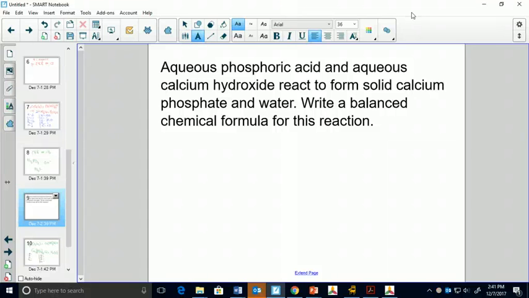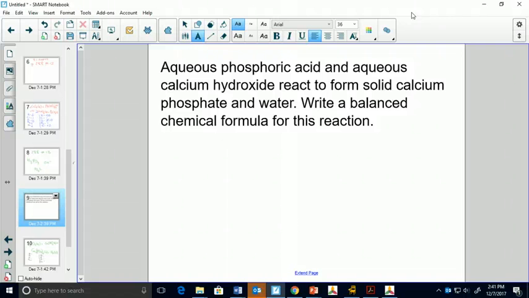Okay, my friends, I wanted to record how I would balance a chemical reaction like this. I've got aqueous phosphoric acid that's reacting with aqueous calcium hydroxide, and that is forming solid calcium phosphate and water. They're asking us to write a balanced chemical formula for this reaction. Well, our first part is we have to actually balance the compounds themselves.